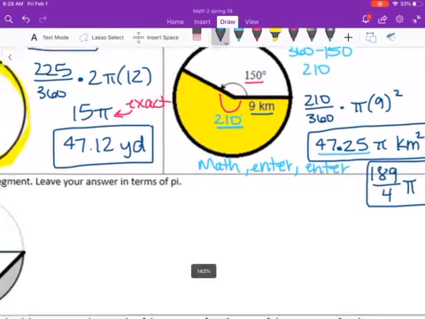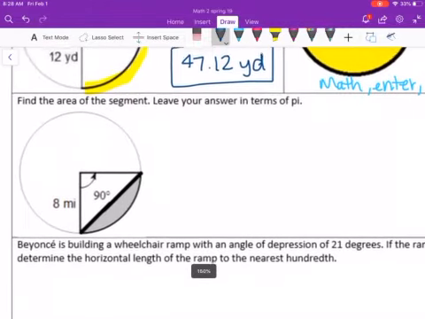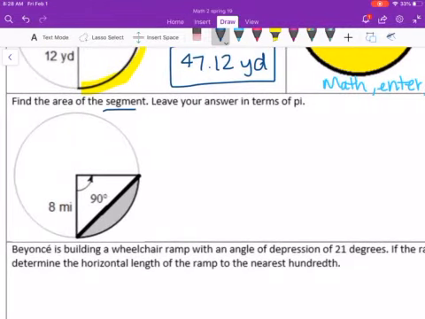All right. Moving right along, find the area of the segment. And just as a reminder, this segment is this shaded crescent, that like crust of the pizza. So you want to find the area of that segment. And I want you to leave your answer in terms of pi, which that just means exact. So don't put pi in your calculator when you go to calculate it.